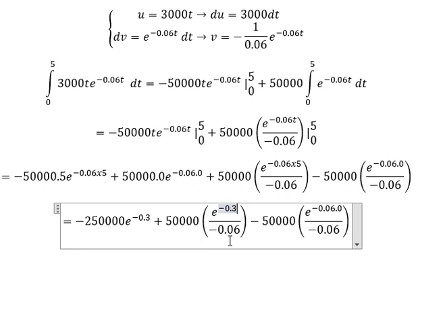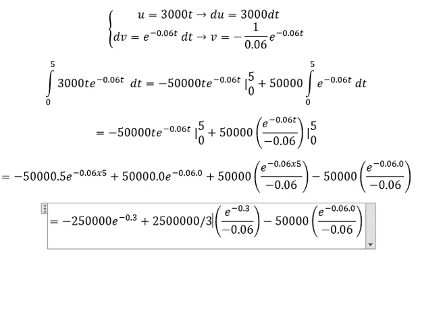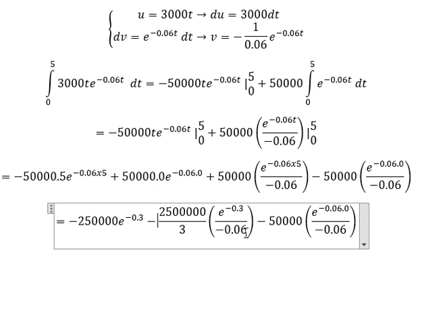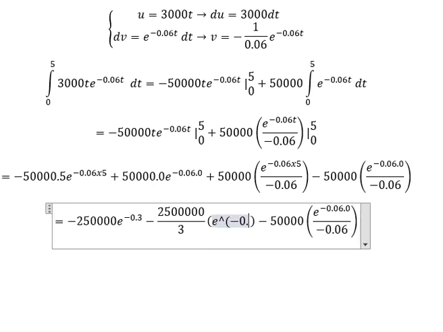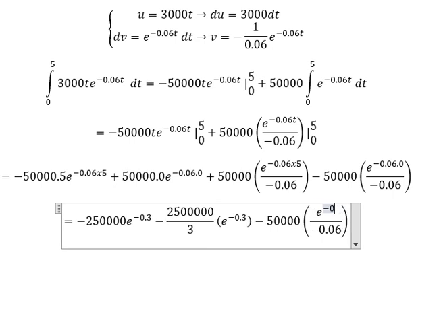50,000 divided by negative 0.6. And we have 2,500,000 over 3, and we have the negative sign here. Similar for the next one. This one you get 1.